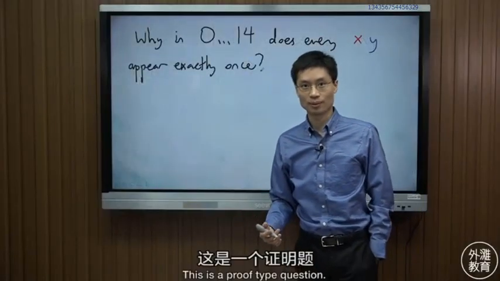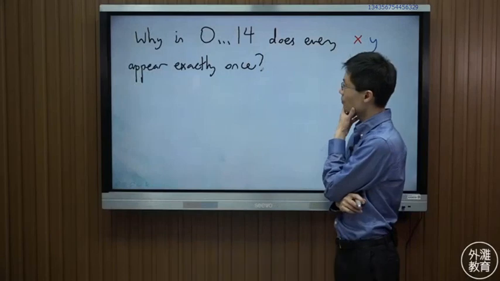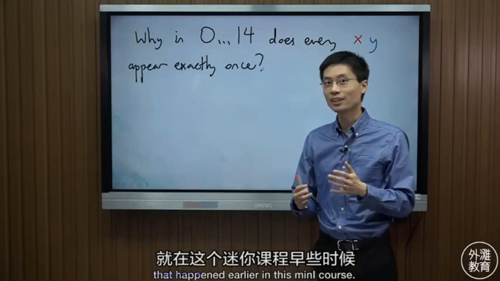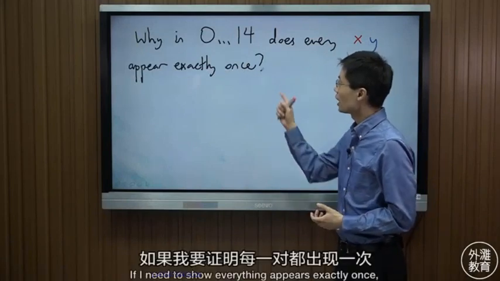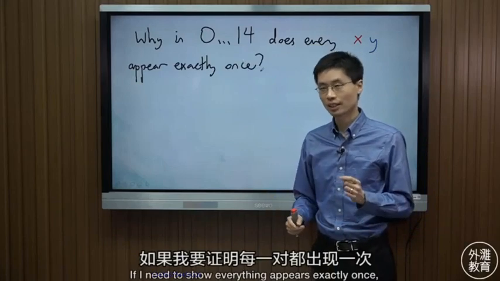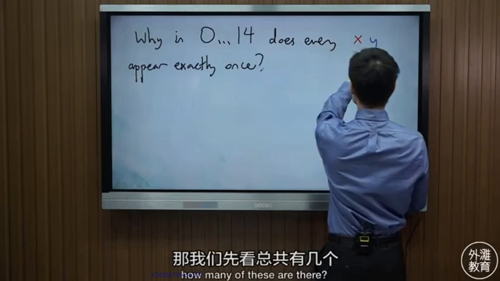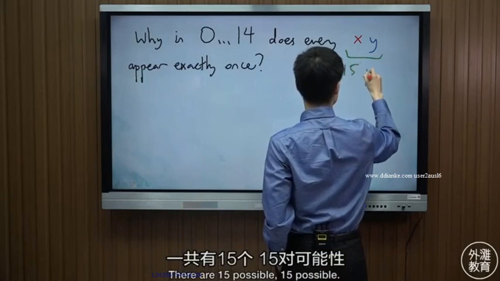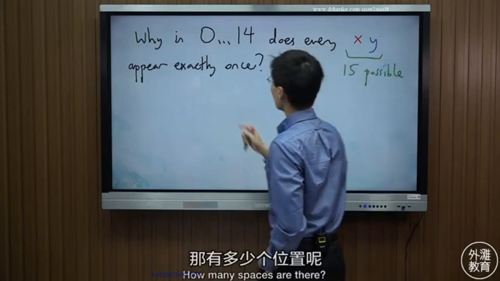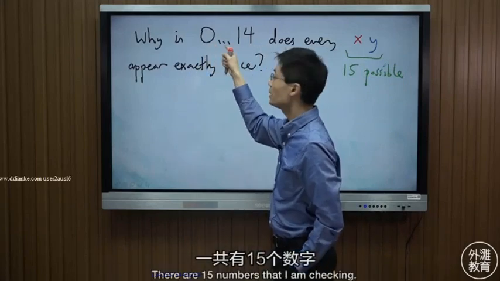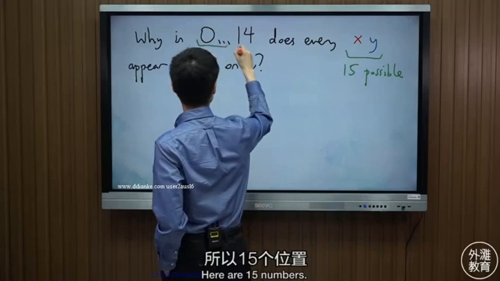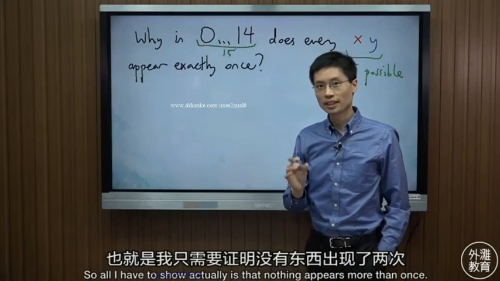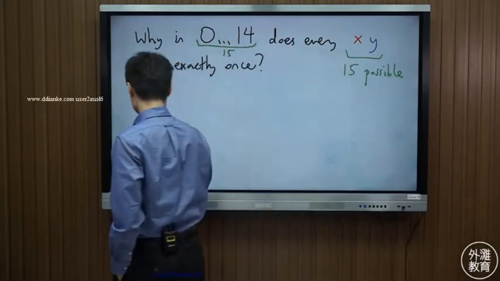This is a proof type question. There's a theory here that we need to talk about. But it's also going to be a good way to review a theory idea that happened earlier in this mini course. If I need to show that everything appears exactly once, how many of these are there? There are 15 possible. How many spaces are there? There are 15 numbers that I'm checking. So all I have to show actually is that nothing appears more than once.